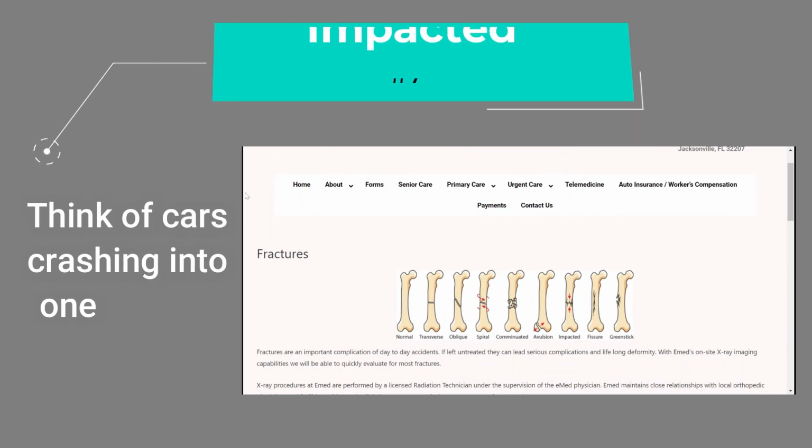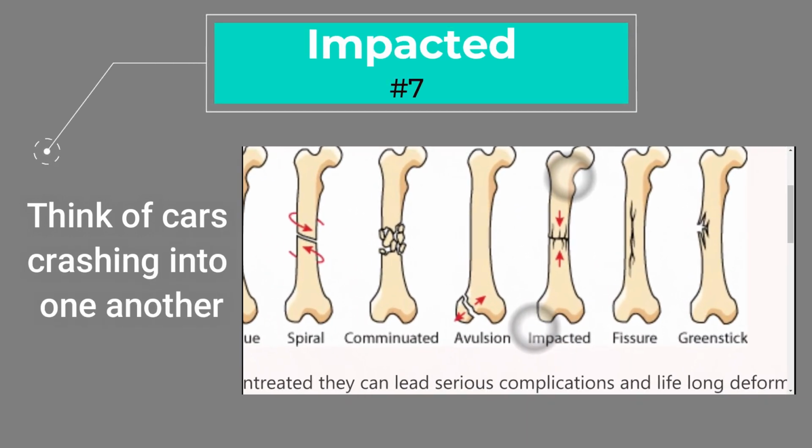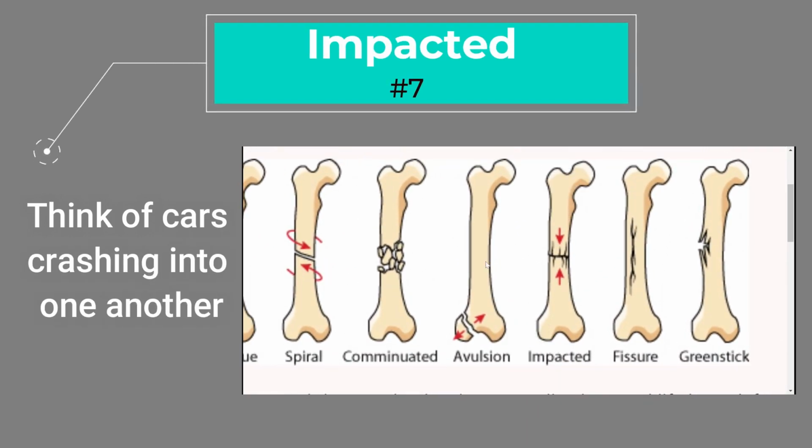The 7th classification of a fracture is pretty easy to remember, and that is an impacted fracture. The bone is wedged into distal and proximal fracture sites. Think of a car-to-car impact. So you have these two coming and impacting to one another, and they're just smushed to one another. These cars are now jammed together. That is like an impacted fracture.